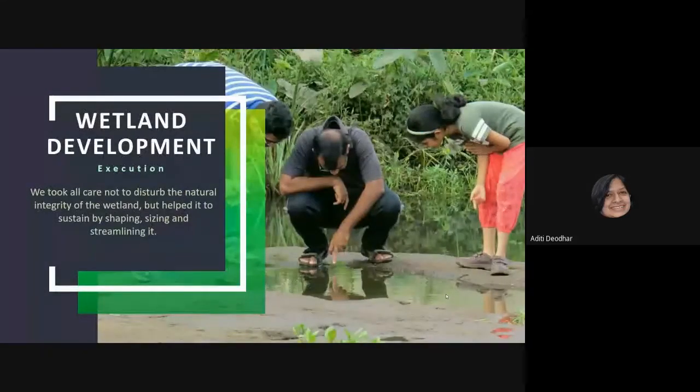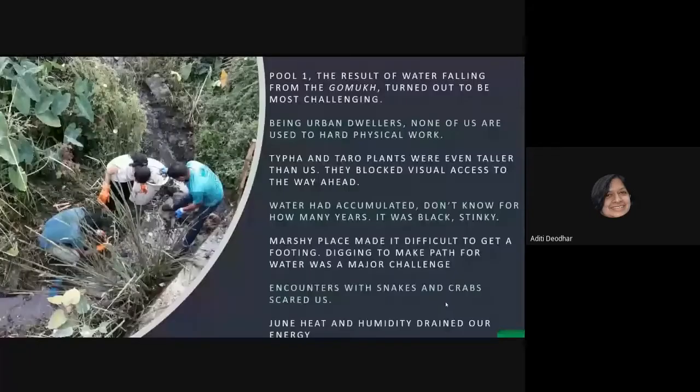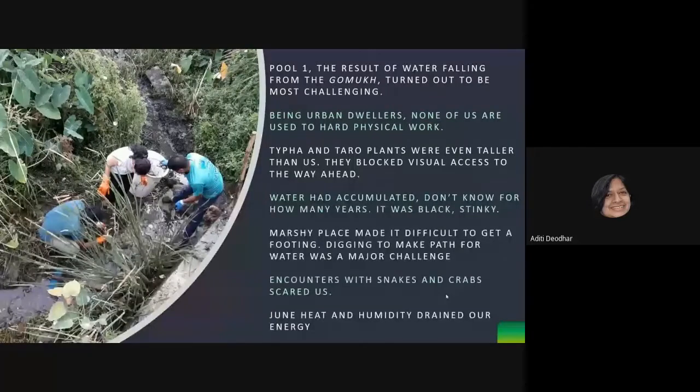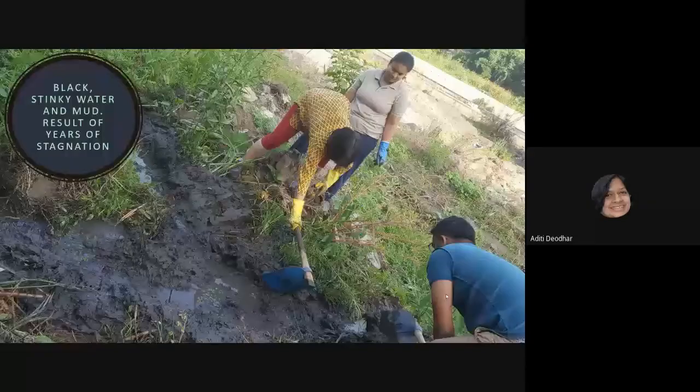We also took care not to disturb whatever fauna we found here, and we documented it in these pools. This is a glimpse of pool one, which was the most challenging of the four pools. Nobody had experience or even practice of this hard work. It was quite difficult putting in that hard work for 2 to 3 hours in these marshy conditions.